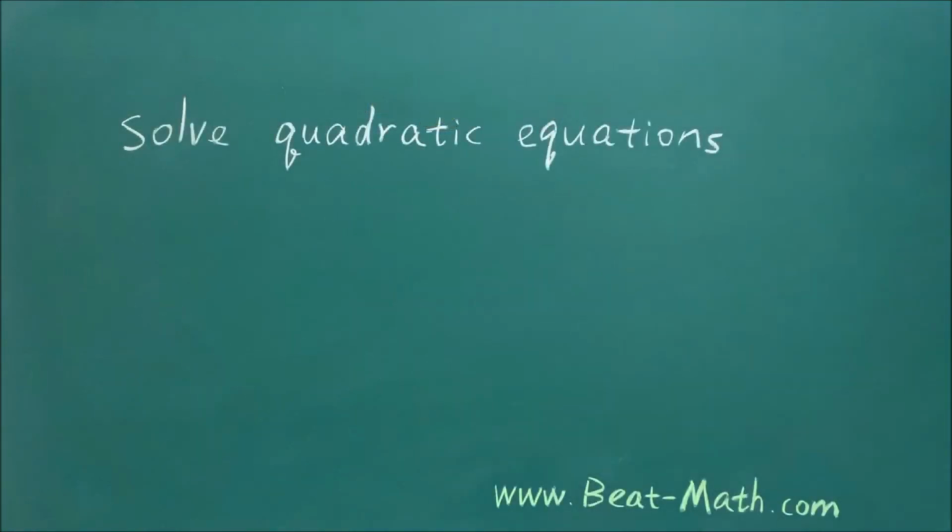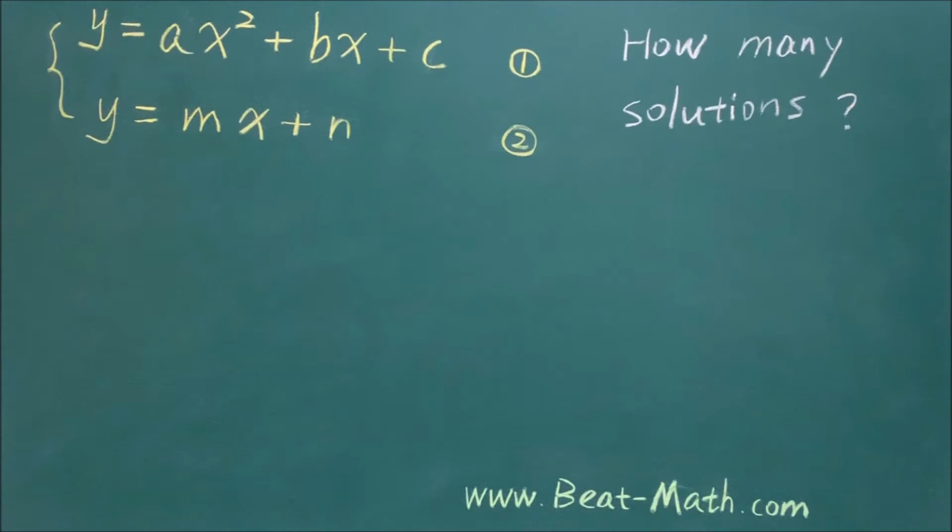Hi guys! In the last video, we learned how to solve quadratic equations, and I left you a question in the end. For a system of equations consisting of a quadratic equation and a linear equation, how many solutions are there? What is the maximum and the minimum number of solutions?